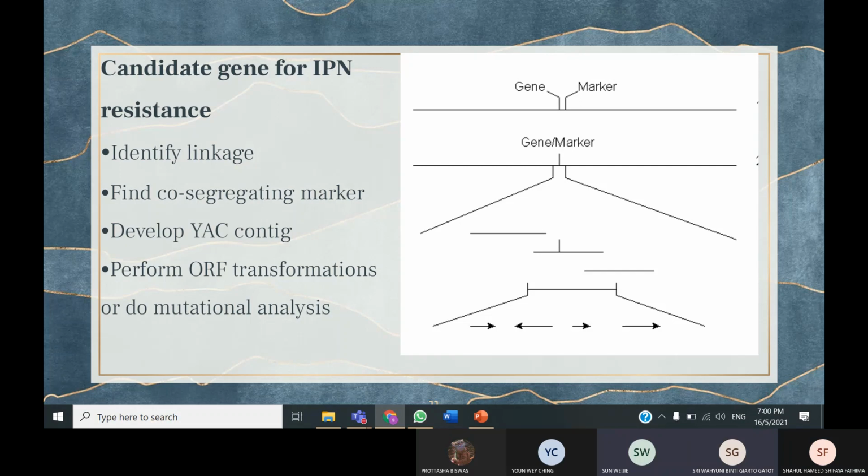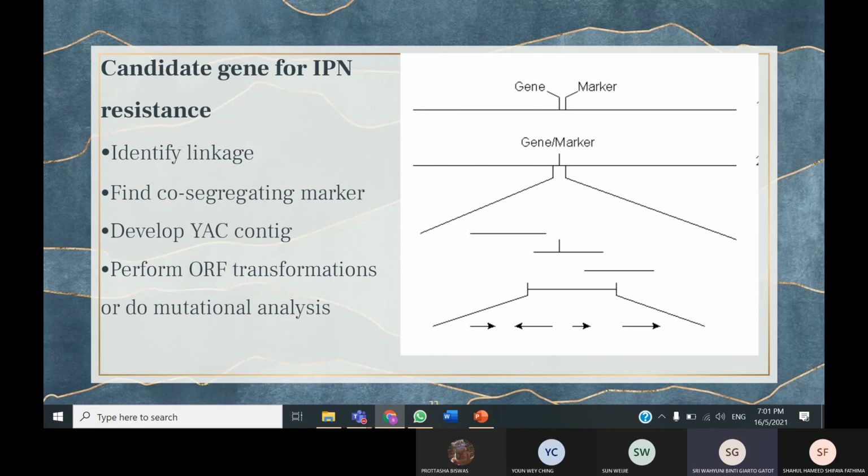The next step is that we need to develop YAC contigs, also known as yeast artificial chromosomes. Basically this is used to clone DNA sequences in yeast cells, and the yeast will grow and divide so they can amplify the YAC DNA, which we can use for DNA mapping and also for sequencing. We use YAC contigs instead of BAC, which uses bacteria, because the genome size is big. Many genes are controlling the IPN resistance.